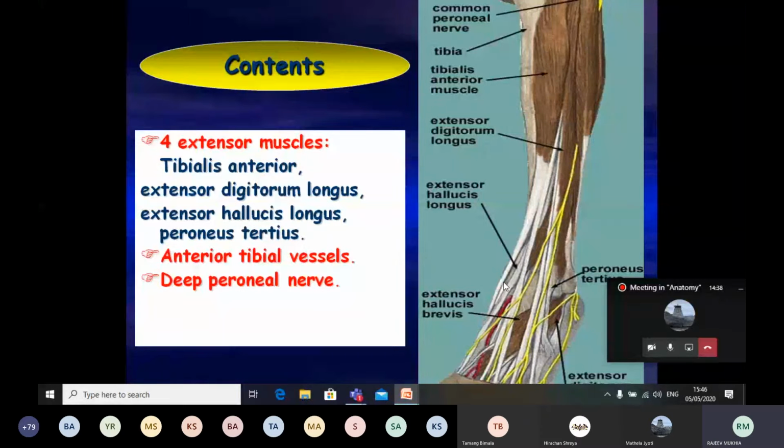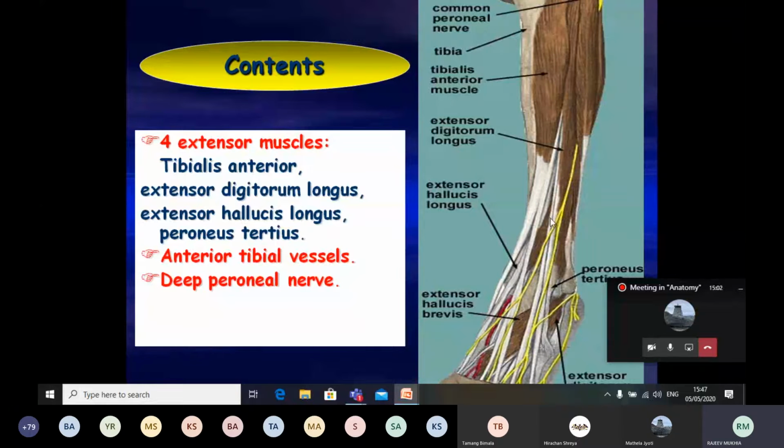Then extensor hallucis longus, this muscle. This tendon, here you can see extensor hallucis longus. Then this muscle, extensor digitorum longus, and a small muscle is present here, peroneus tertius. So there are 4 muscles present in the anterior compartment of the leg. They are the tibialis anterior, extensor digitorum longus, extensor hallucis longus, and peroneus tertius.